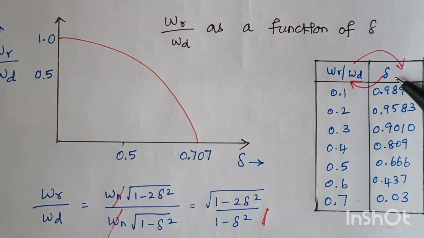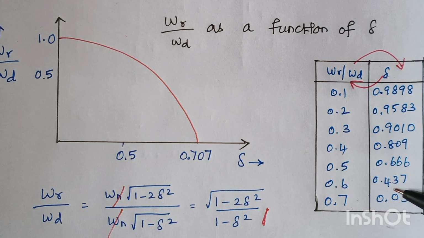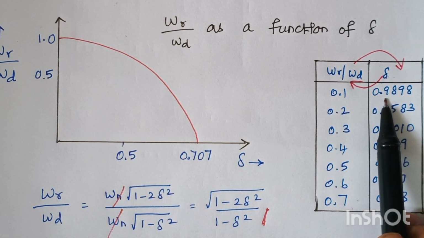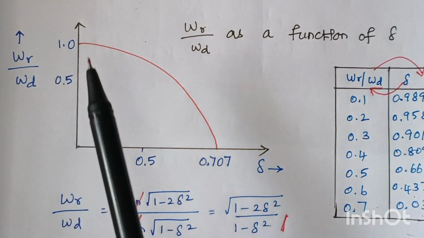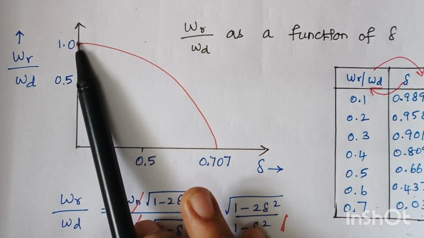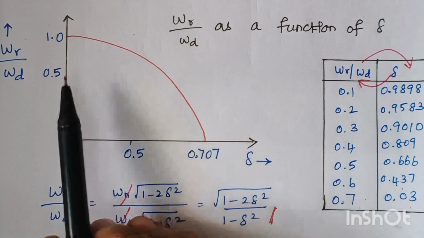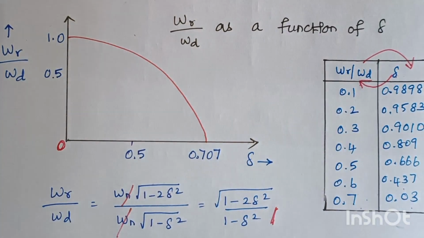Whenever the damping ratio value is increased, just look at the value of omega r by omega d, it is gradually decreasing. Here it is 0.98, almost nearer to 1. I started from 1 here. In the y-axis is omega r by omega d and in the x-axis zeta; you see it is gradually decreasing, and when it reaches 0.7 the value is 0.03, which is almost 0. So here it reaches the 0 value.